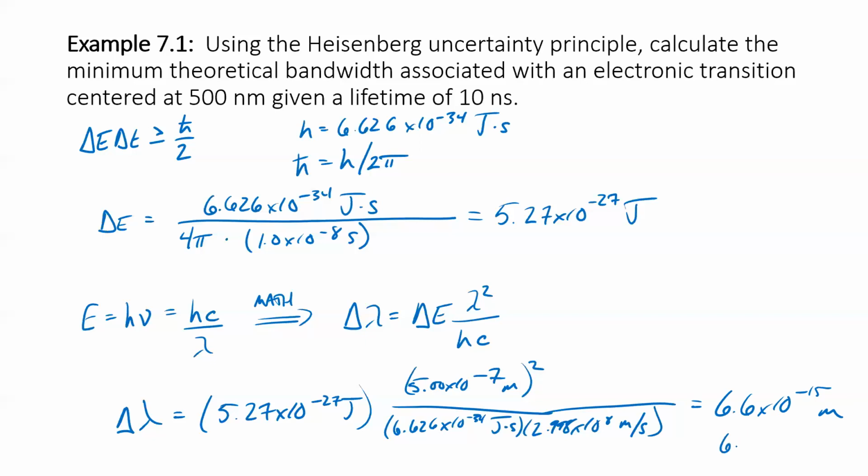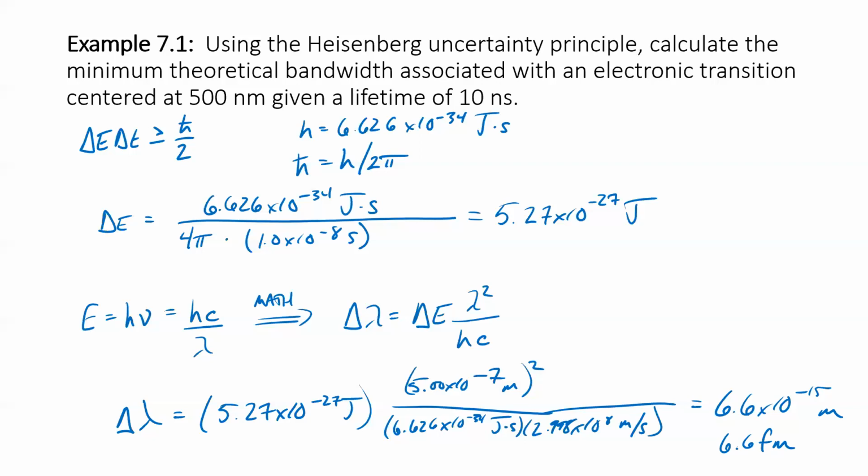And so that's 6.6 femtometers. That's not a whole lot of band broadening if we're talking about a nanometer, right? That's not a whole lot of broadening. So a few millionths of a nanometer as our bandwidth.